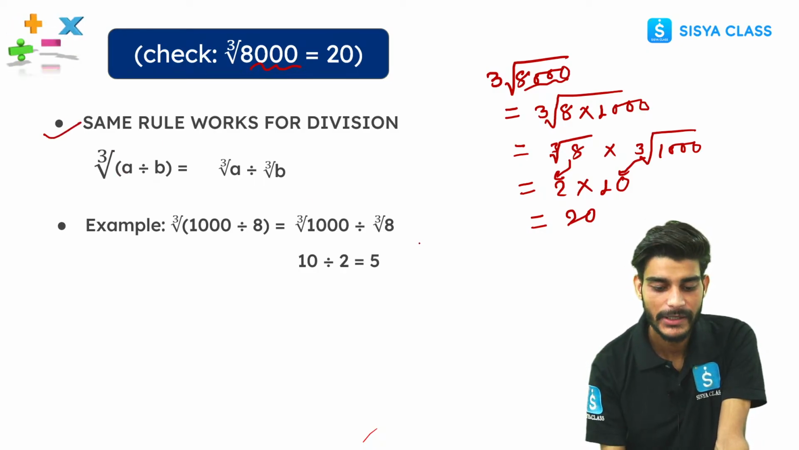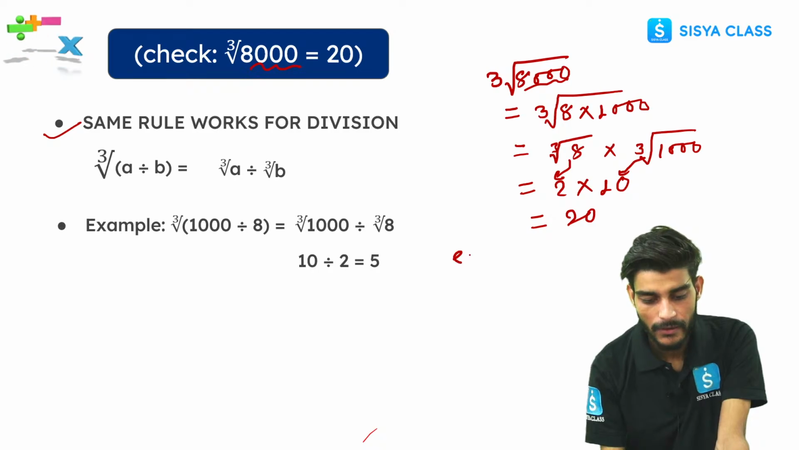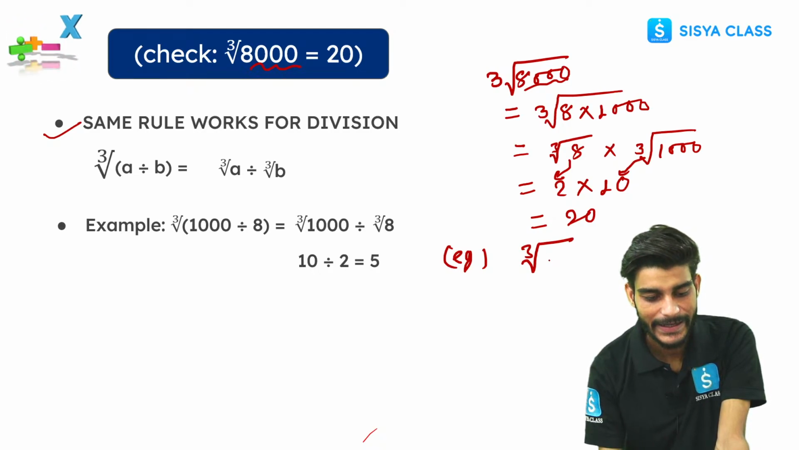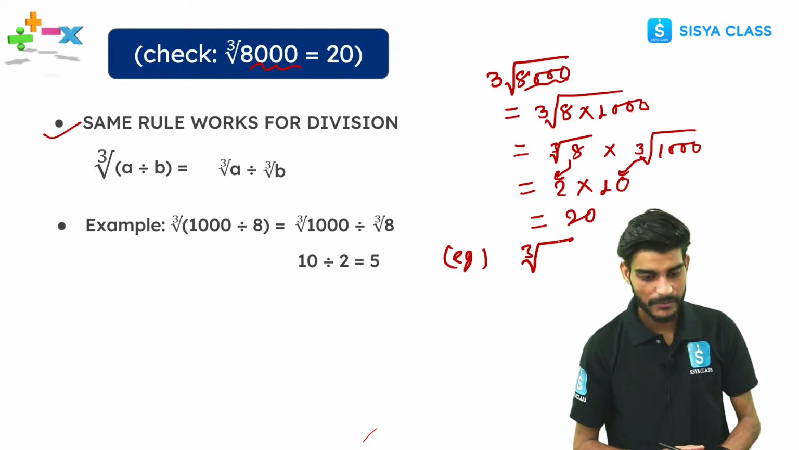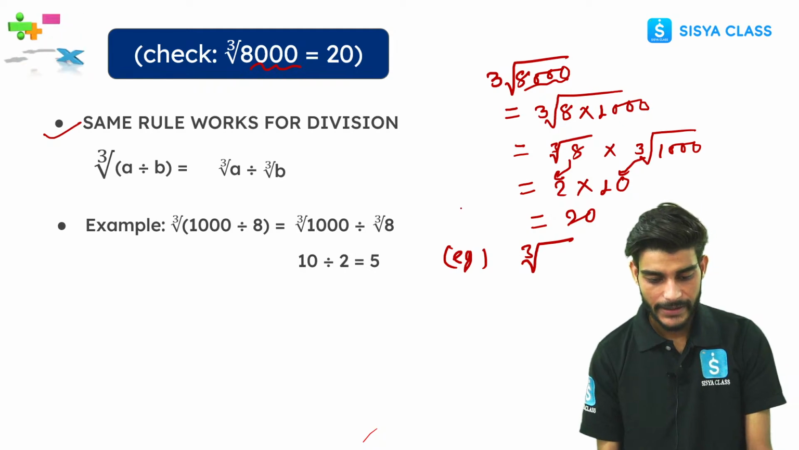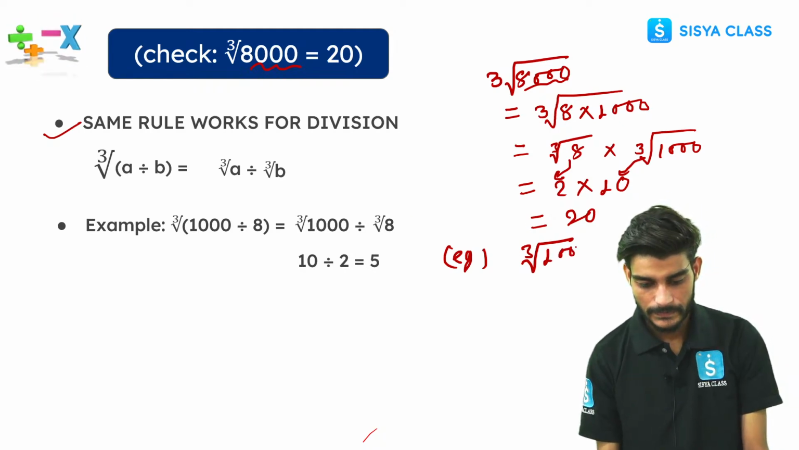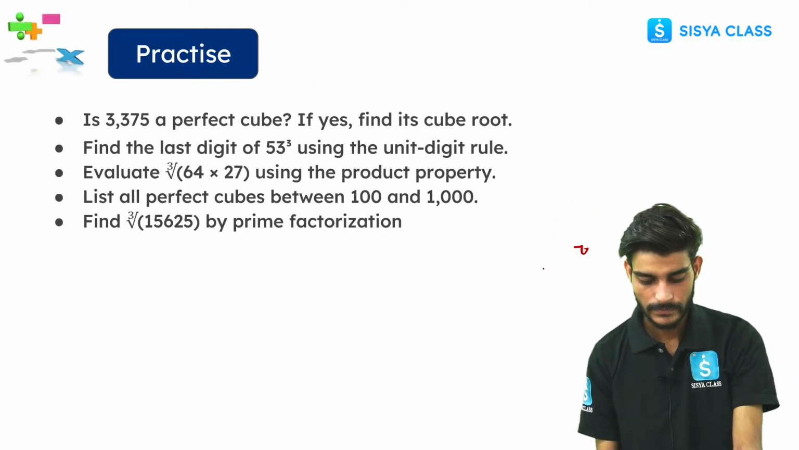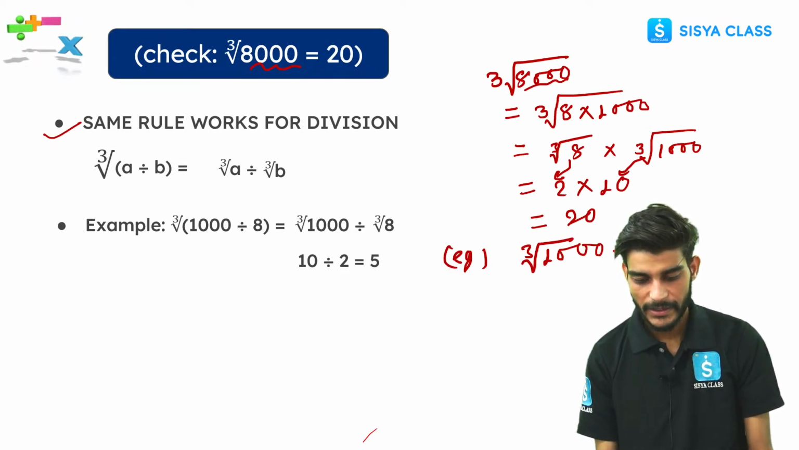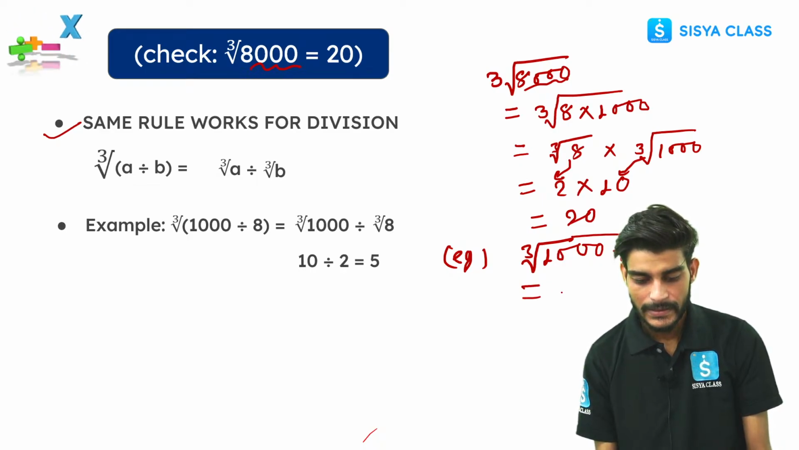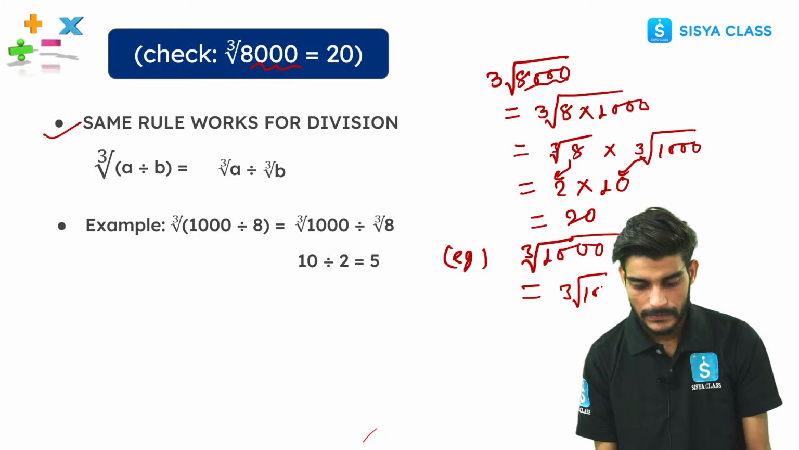Like multiplication, we can distribute into division as well. How? Suppose I have to find the cube root of 1000 divided by 8. Same question. If you have to find the cube root of 1000 divided by 8, right? So I can write this as cube root of 1000 divided by cube root of 8.